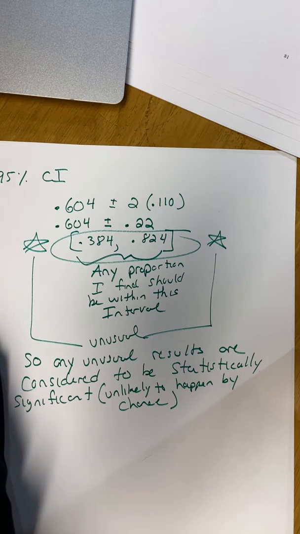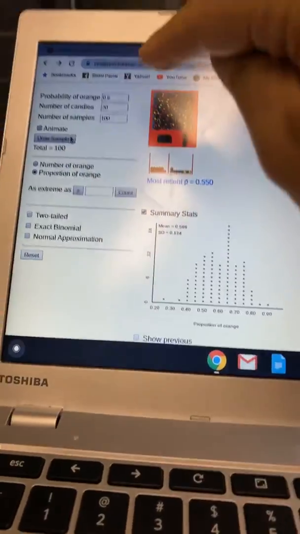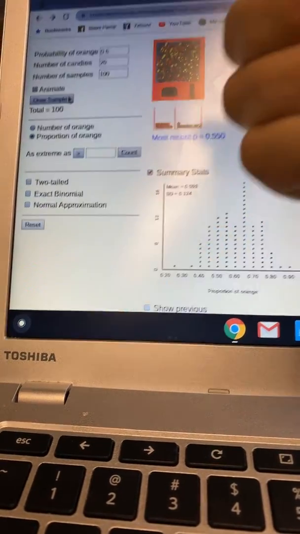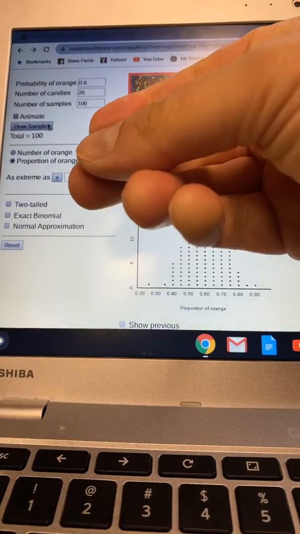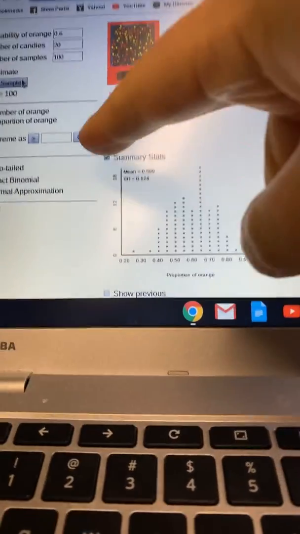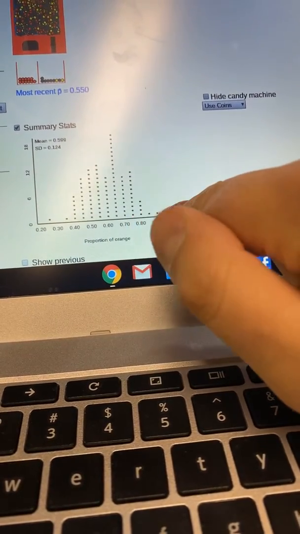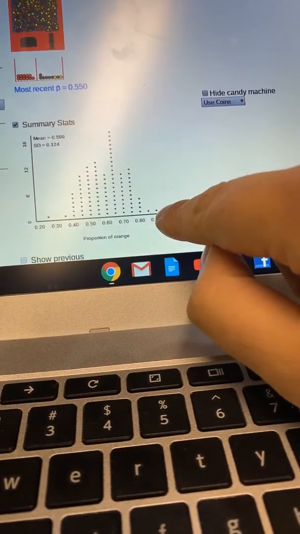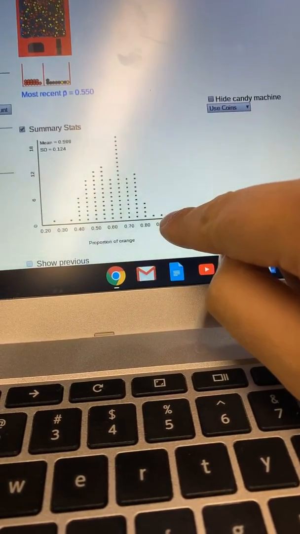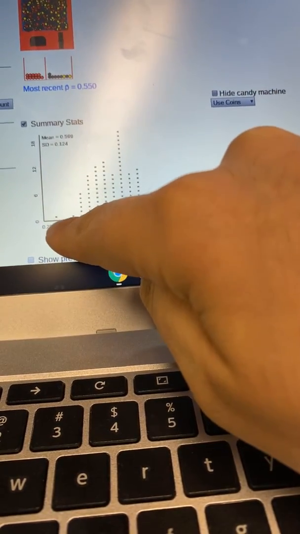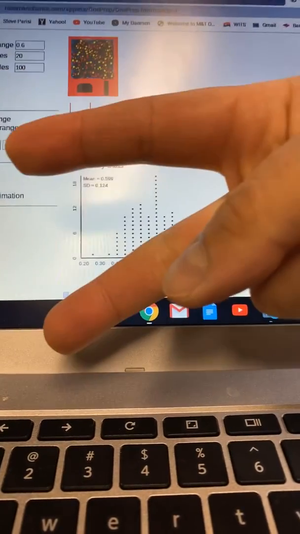All right, so here's an example. The Reese's company says 60% are orange. I took 20 candies at a time, found the proportion of orange and plotted it. I did that 100 times. See this result here? That means on one sample of 20 Reese's Pieces, I found that 90% of them were orange. Look at how far away that is from this grouping here. Even that one, I only found 10% were orange. That means I picked 20 balls in here and 2 of them were orange.